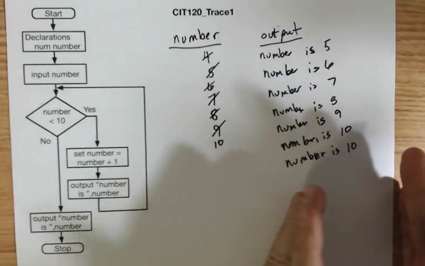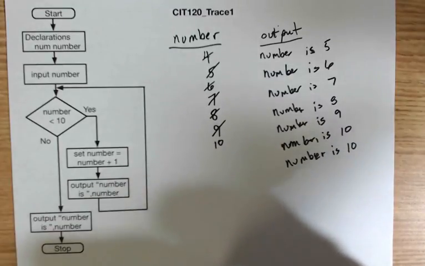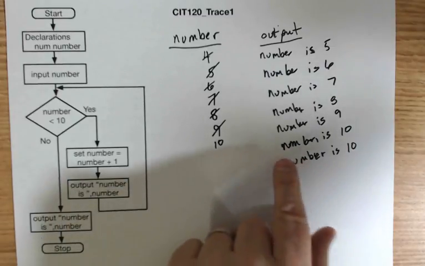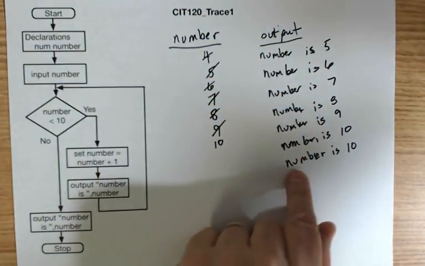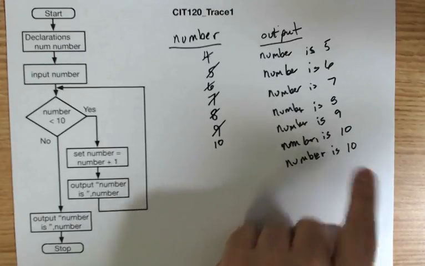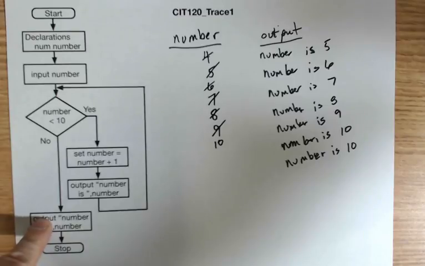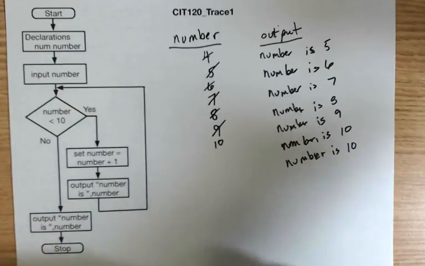Now, if this is the output we expected or the behavior we expected from our program, then we know it works correctly. If there was something that didn't work the way we intended, for example, let's say I wanted to go 5, 6, 7, 8, 9, 10, and this is extraneous to say number is 10 again, then we could go back and say, oh, I really need to delete this step or change it to something else. So that is an example of tracing through a program to make sure it functions as you intended.